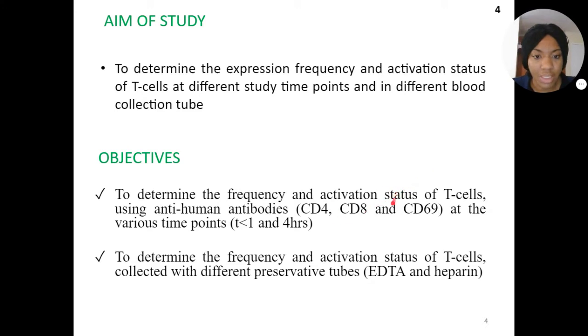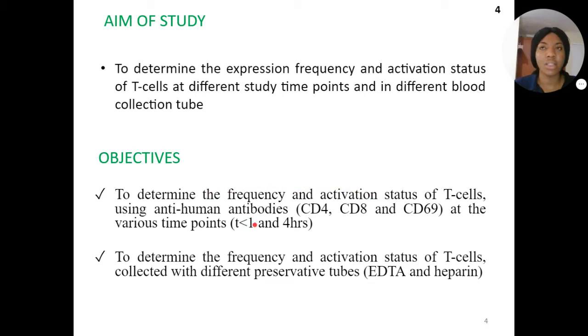Also with the CD8. And now for the CD69, normally when T cells are activated, they express a particular molecule on their cell surface. The CD69 molecule is an early activation marker in these T lymphocytes. So the anti-CD69 will basically bind to any cell that is activated. And we're analyzing at different time points.